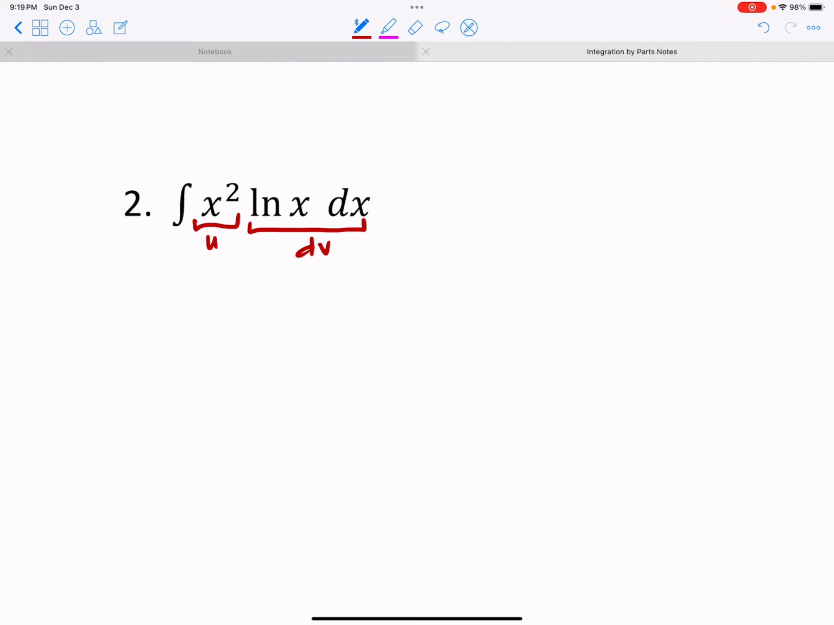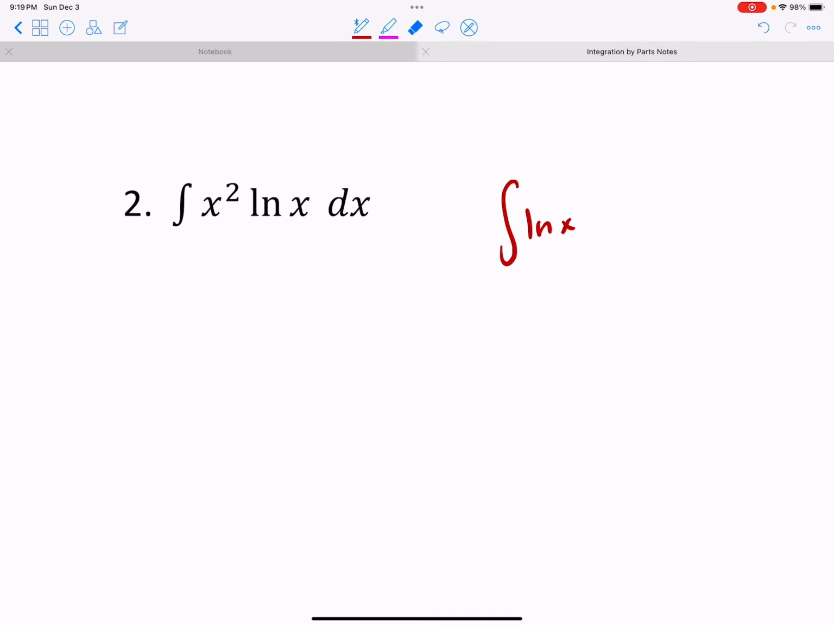So the derivative for u needs to be simpler. Well, the derivative for u would be 2x. That's definitely simpler. dv needs to be the more complicated portion. Sure, it is. But it also needs to be something that we can apply a basic integration rule to. Well, I don't have a basic integration rule for integrating the natural log of x, which means I cannot define this way, right?